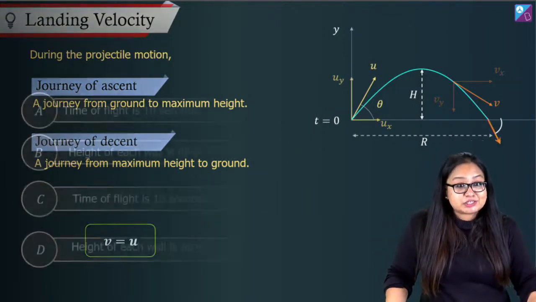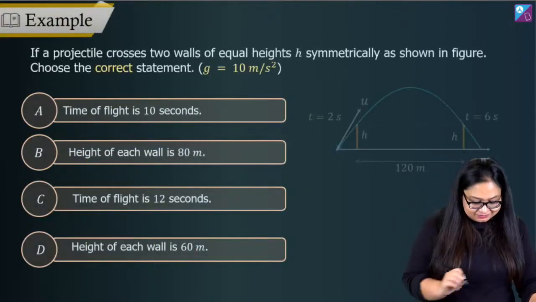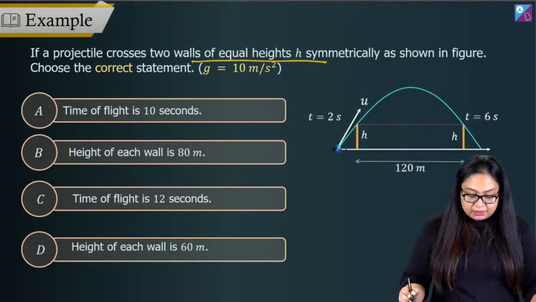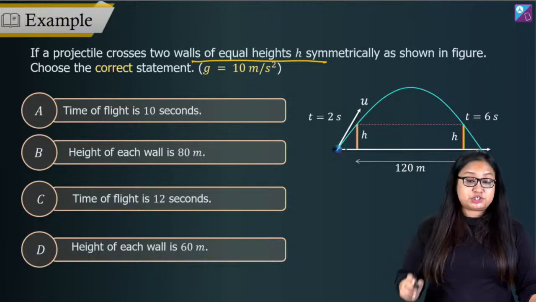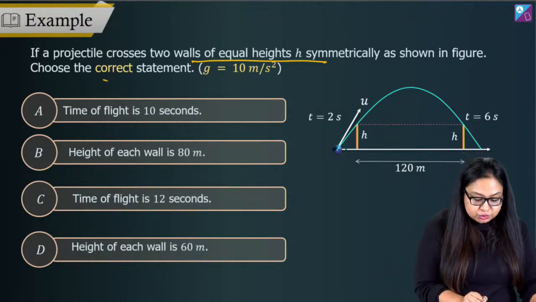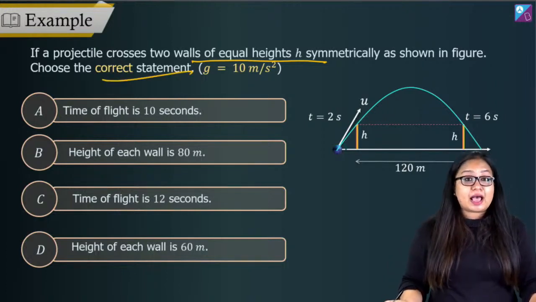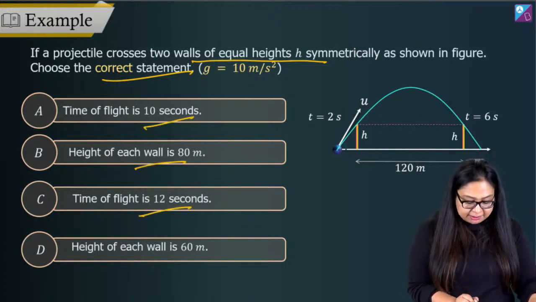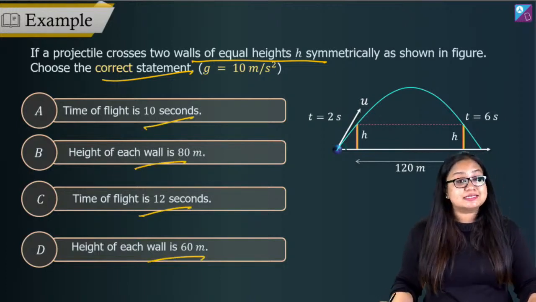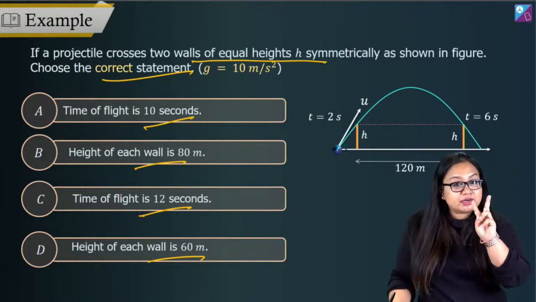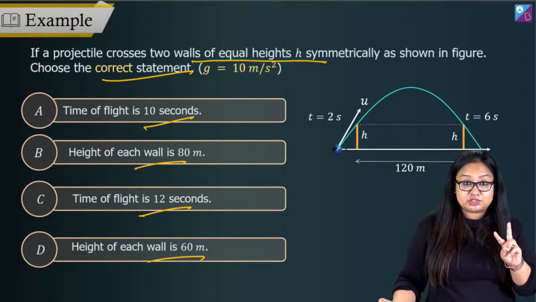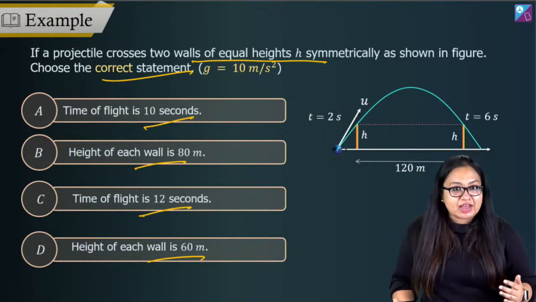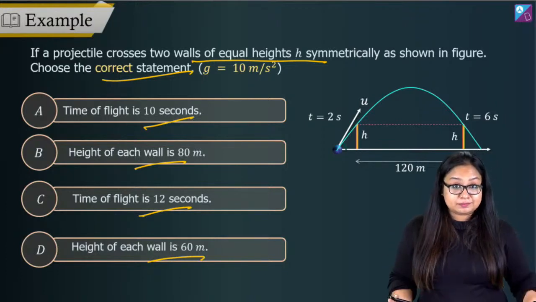Let's move on now. Let's solve another question. If a projectile crosses two walls of equal height h simultaneously as shown in the figure, then choose the correct statement. Time of flight is 10 seconds, height of each wall is 80 meters; or time of flight is 12 seconds, height of each wall is 60 meters. So basically, we have to check two values in this question. Come on, quickly tell me, in this scenario, what is the time of flight and what is the height of the wall?